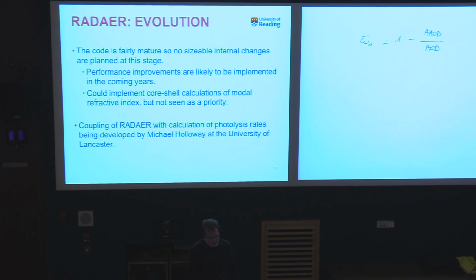The way that the refractive index of the aerosol mixture is computed is a simple volume average, and there are more sophisticated ways to do it. For example, what's called the core shell approach, where you assume that you have a core made of, for example, black carbon, and then a shell of aerosol which is condensed onto it. That would make a small change, probably not too radical, so it's not seen as a priority, but it may be done in the future to get the option of using core shell calculations.